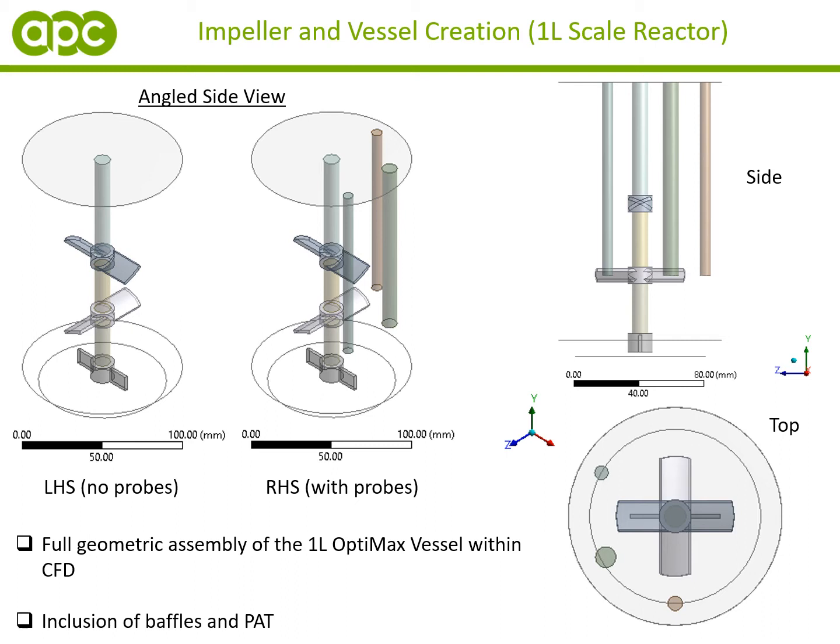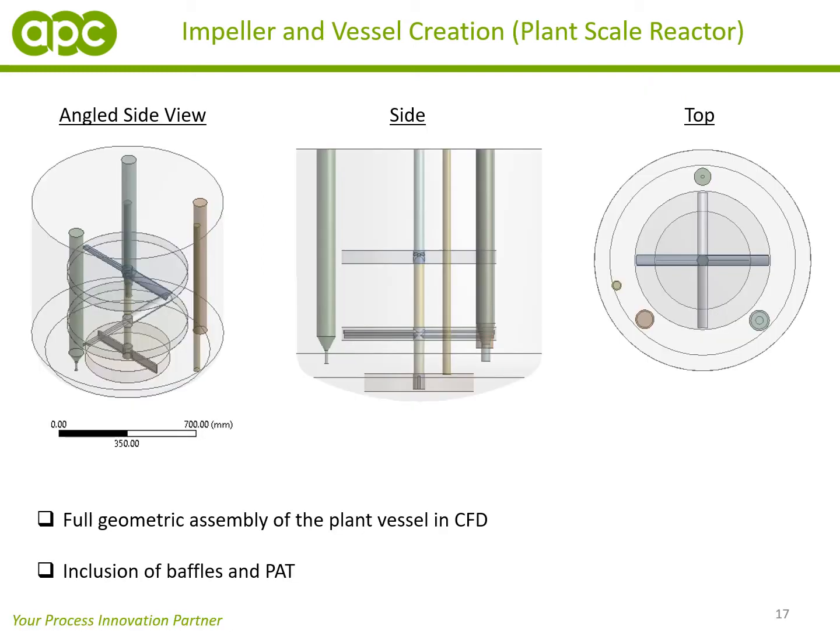So what we're looking at here is the initial setup within CFD. This is taking the 1 liter reactor with the 3 PAT probes, and the impeller setup into CFD to do a full geometric assembly. And this is how the initial stages of CFD are built. And similarly, what's shown here is the geometric assembly for the plant scale reactor. So again, the viscoprop impeller with 3 baffles, so to speak, or 3 PAT probes and a temperature probe.